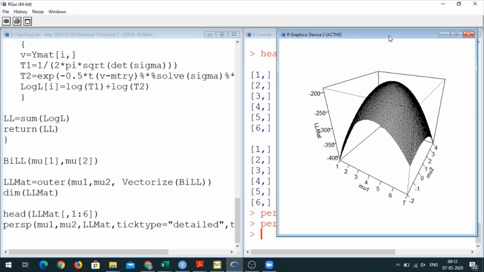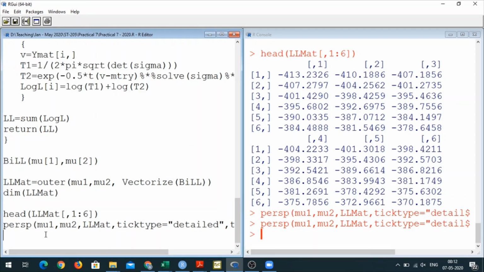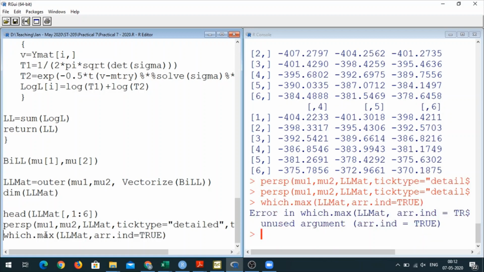Okay, so now we have a better version. I have mu1 in this direction, mu2 in this direction, and the log likelihood graph. But of course, as I mentioned, locating the actual maxima on a graph is tricky. So we will try to see which entry of log likelihood is maximum. So which.max LLMAT, but I want the row as well as column number. So we will do arr.ind equal to TRUE.